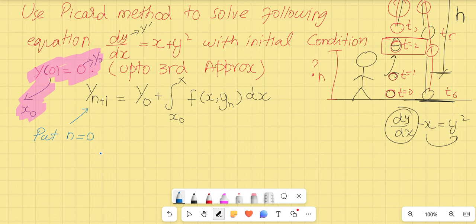All right. So to get the value, we put n equal to 0. The equation will become y at n equals 0 is equal to y naught plus the integral from x naught to x, and inside it is a function, so our function is x plus y squared, so we can just write it as x plus y at n equals 0, dx.